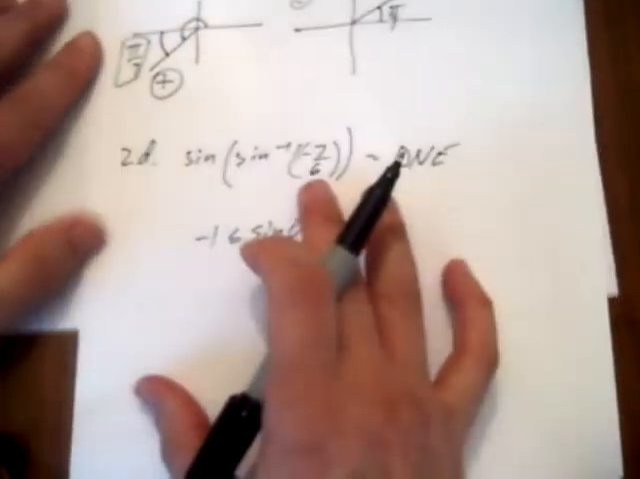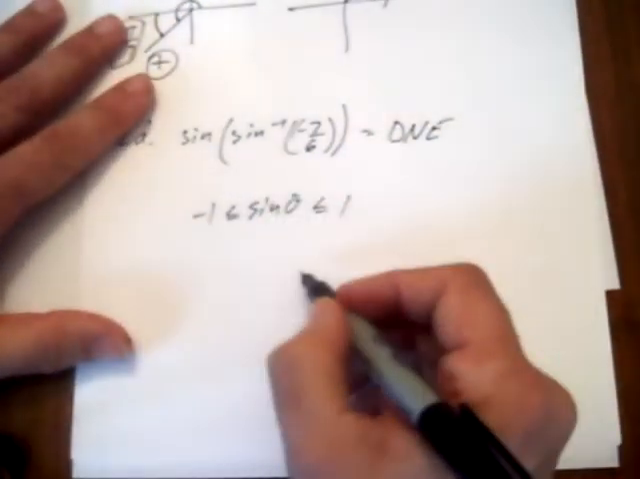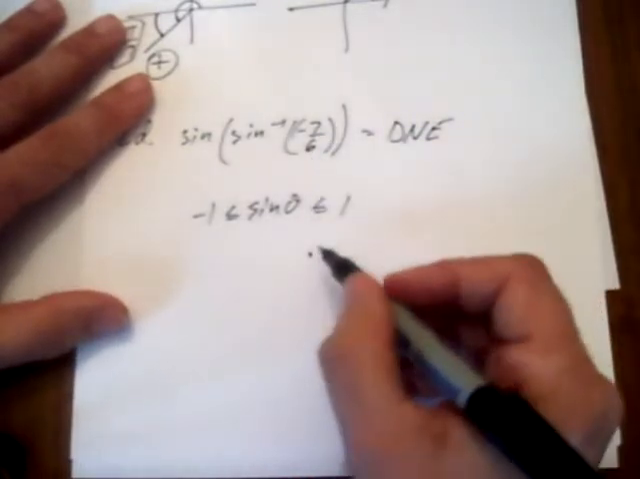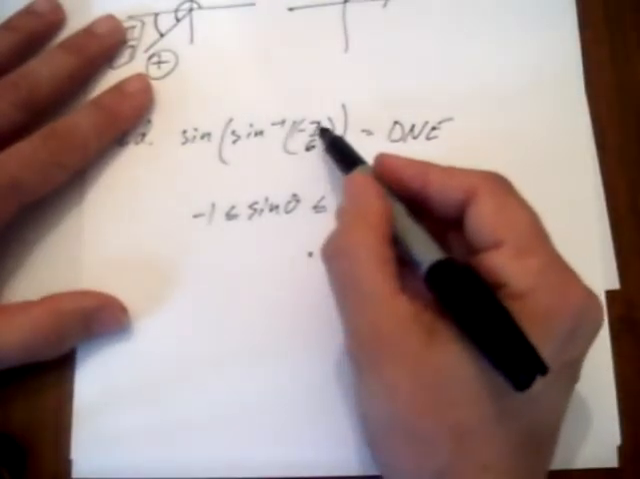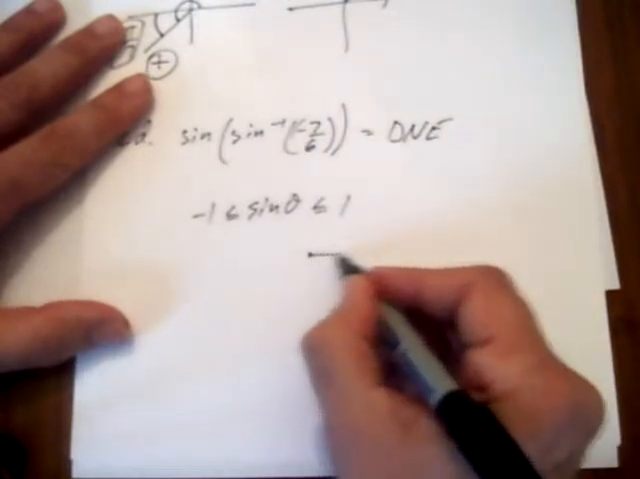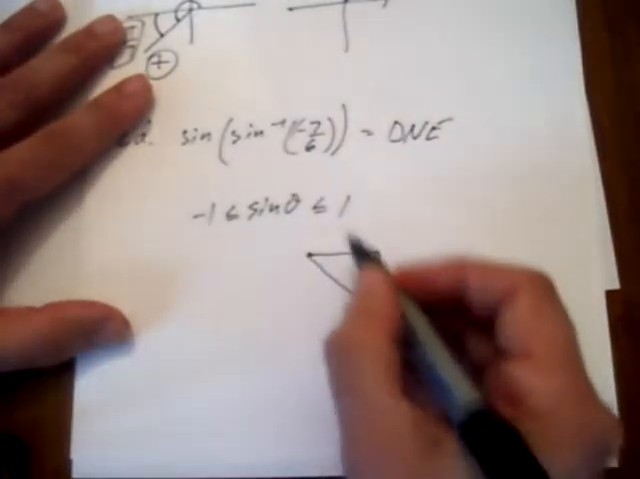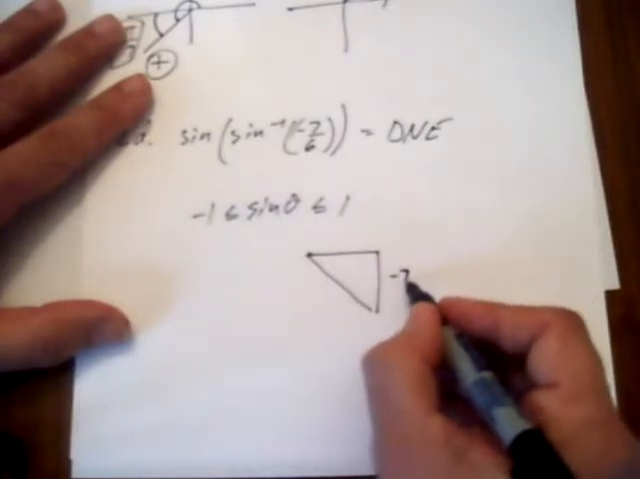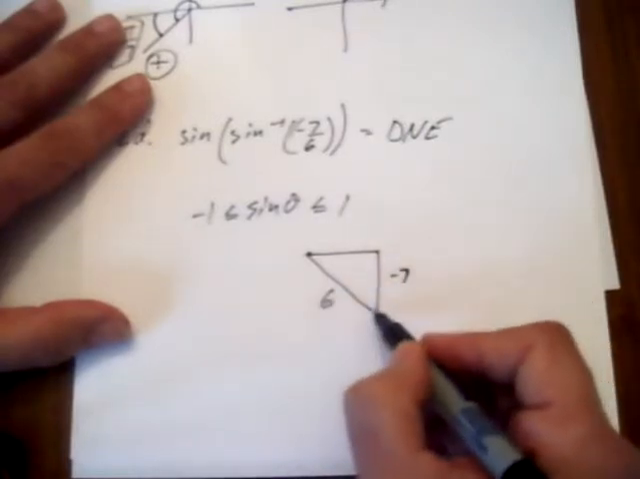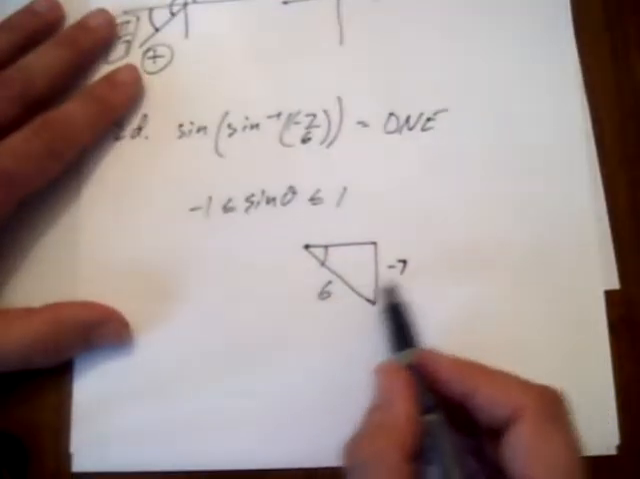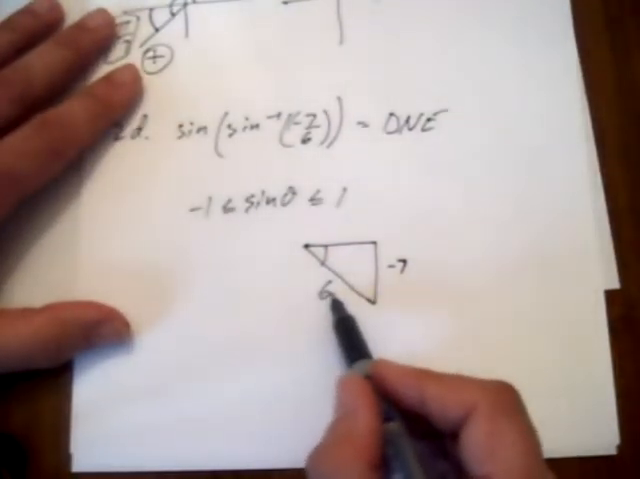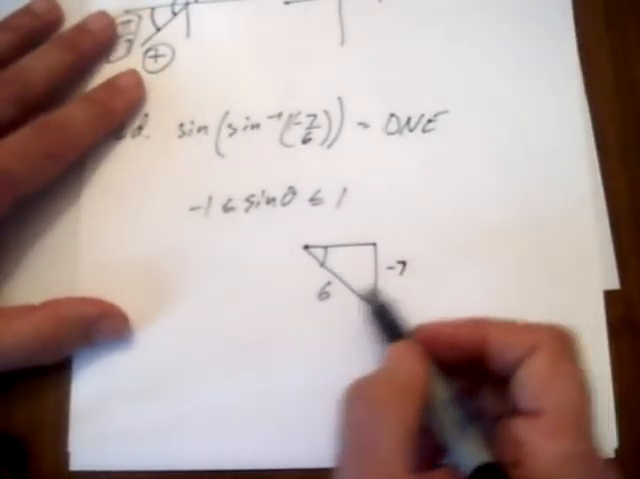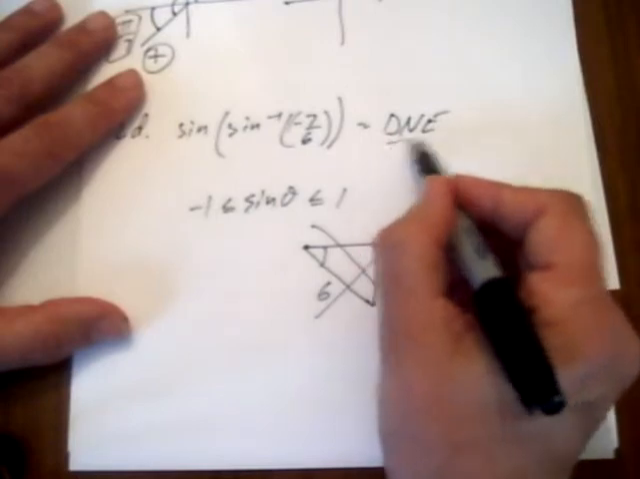If you did not realize that and actually tried to do a triangle, sine is opposite over hypotenuse, so opposite over hypotenuse of 6. Well, no such triangle is possible where the hypotenuse is smaller than one of the other sides. So we should realize that this does not exist, so it is DNE.